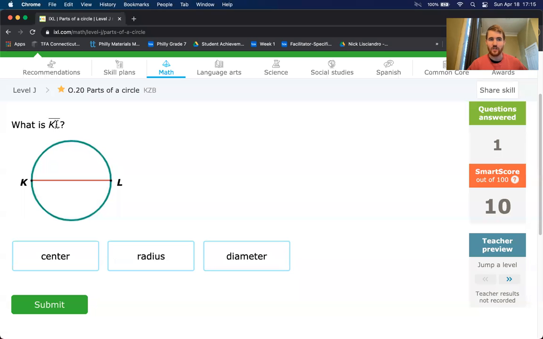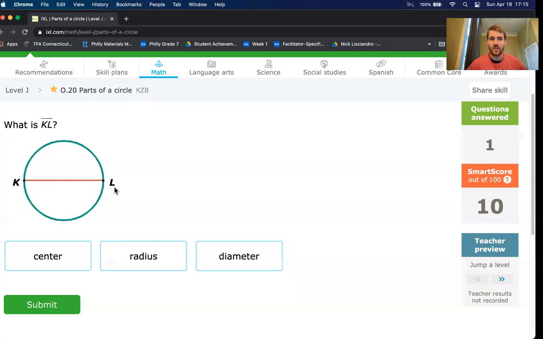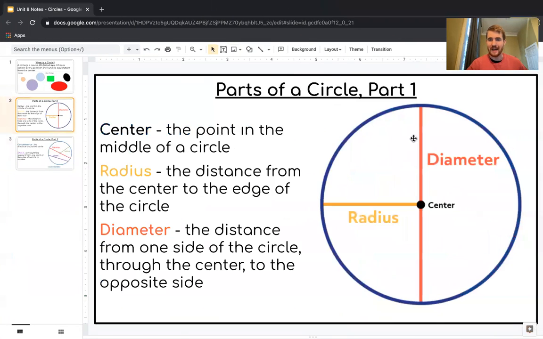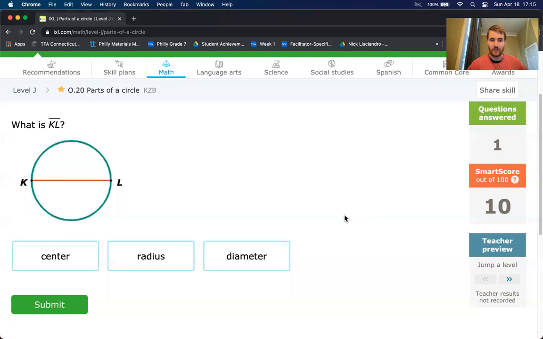What is K to L? Well, we see it's kind of like a chord, but in this case, it goes through the center. So it's not a chord, we can check our notes. This is actually going to be a diameter. It goes all the way across the circle through the center. So I would say this is the diameter.